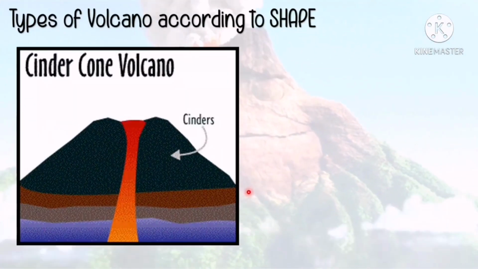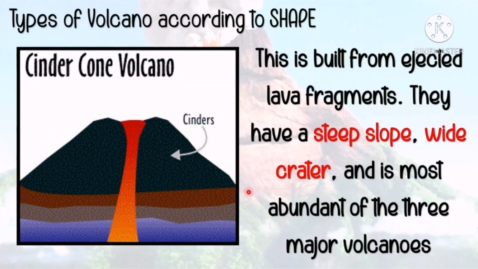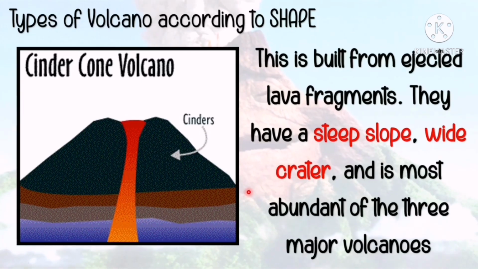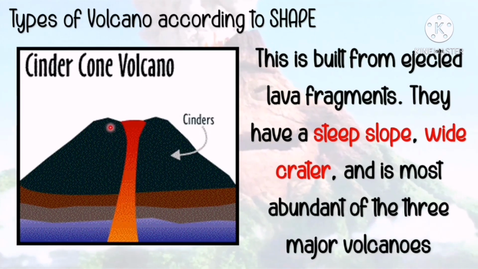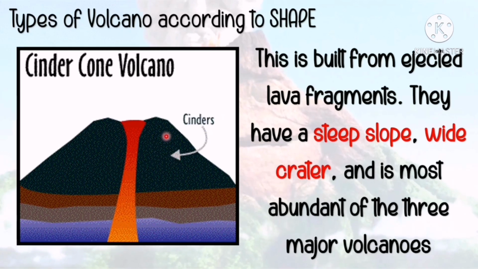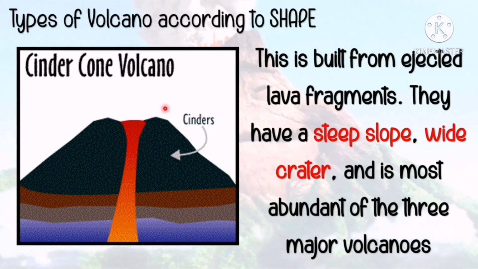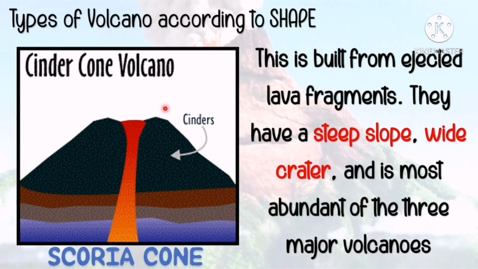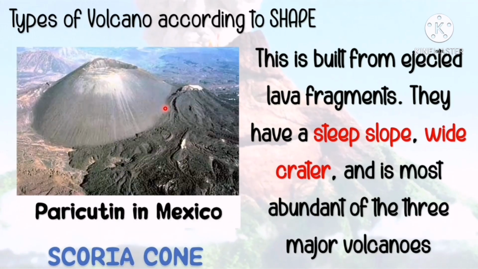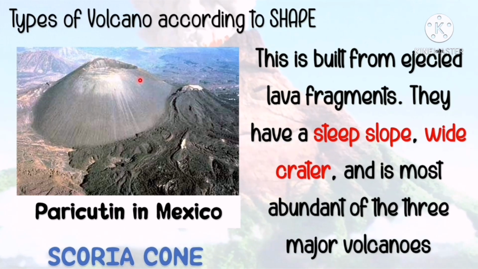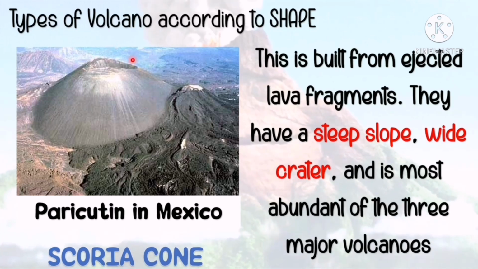The second type is what we call the cinder cone volcano. This is built from ejected lava fragments. They have a steep slope and a wide crater, and it is the most abundant of the three major volcano types. This is also known as scoria cone. An example is Mount Paricutin in Mexico. As you can see, it has a steep slope and a wide crater that are characteristic of a cinder cone volcano.